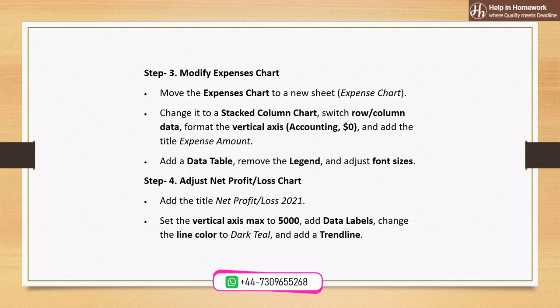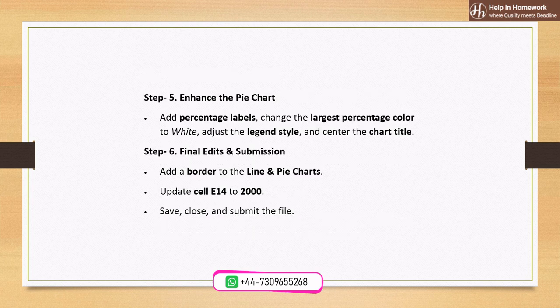Step 4. Adjust the net profit/loss chart. Add the title Net Profit/Loss 2021. Set the vertical axis max to 5,000, add data labels, change the line color to dark teal, and add a trend line. Step 5. Enhance the pie chart.